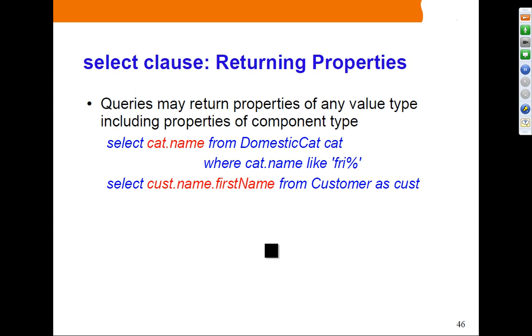Returning properties. So I like to just get the name from the cat. Because this is a Java object, you can actually say select name.firstName. So basically, the first name field of the name class, which is from the customer class.